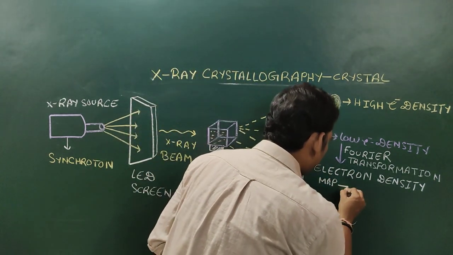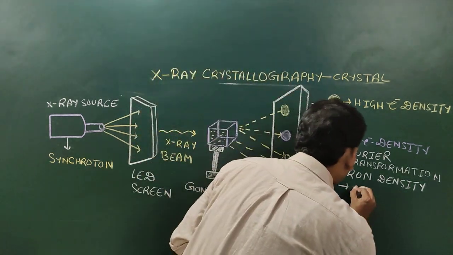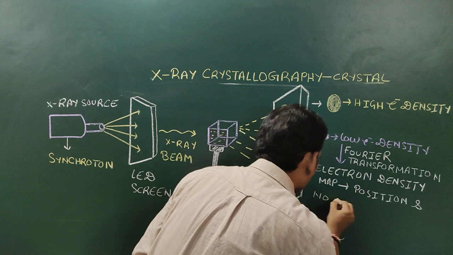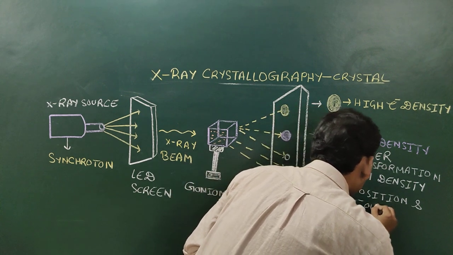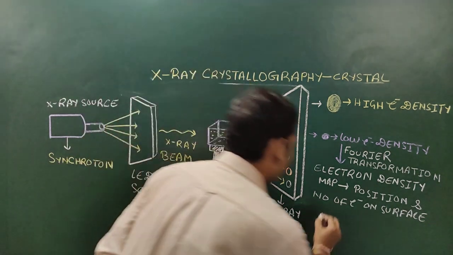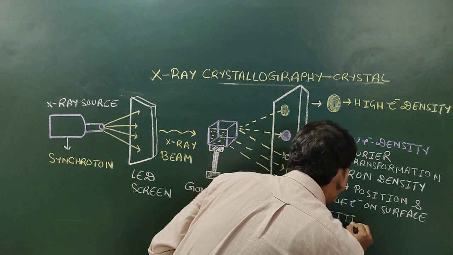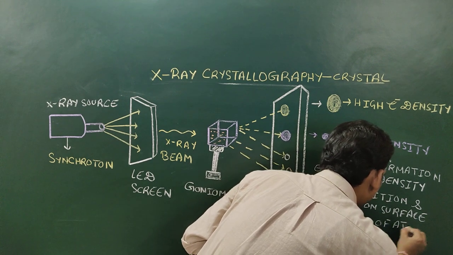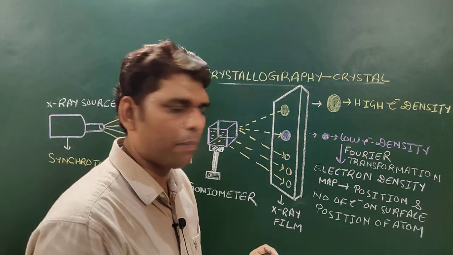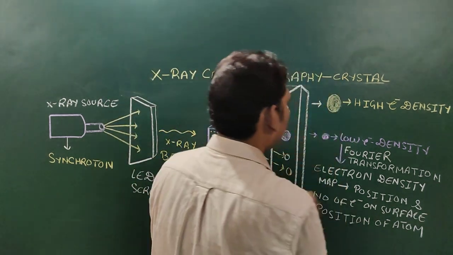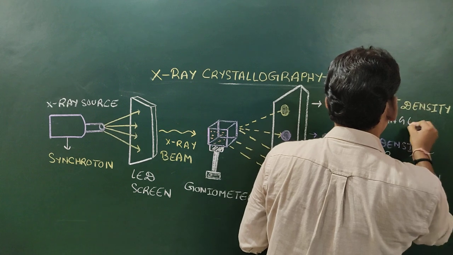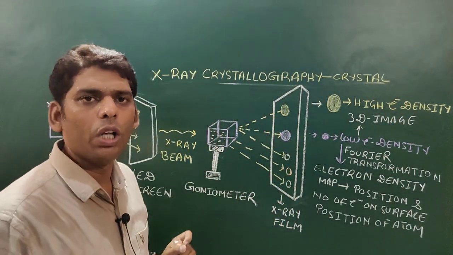Okay, the electron density map, students, tells about the position and number of electrons on the surface, and the position of atoms. Got it? Now, students, by using the number of electrons and position of atoms, we create a 3D image. We create the 3D image of the molecule of interest.